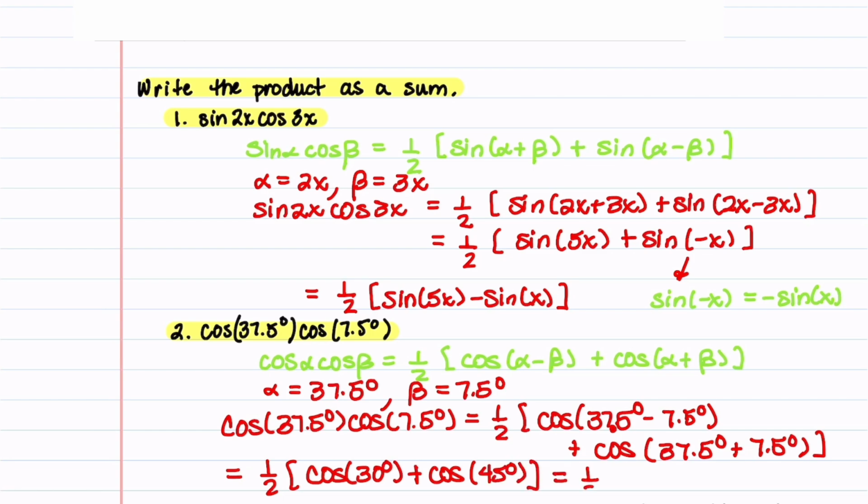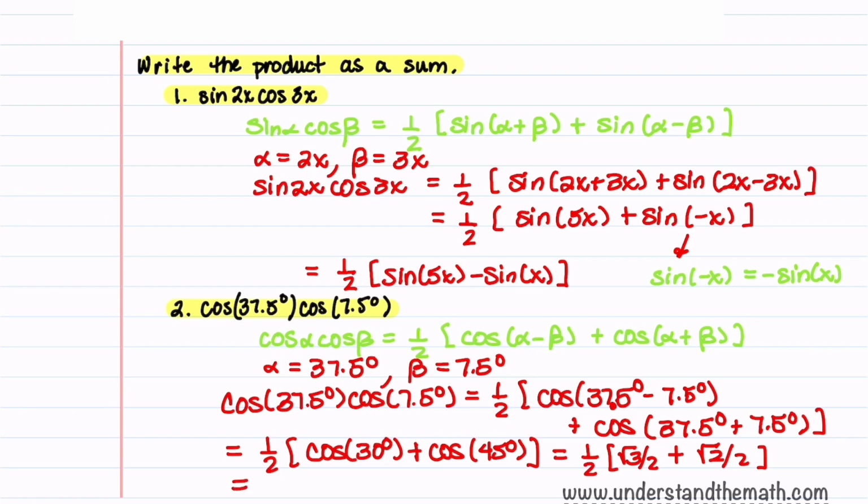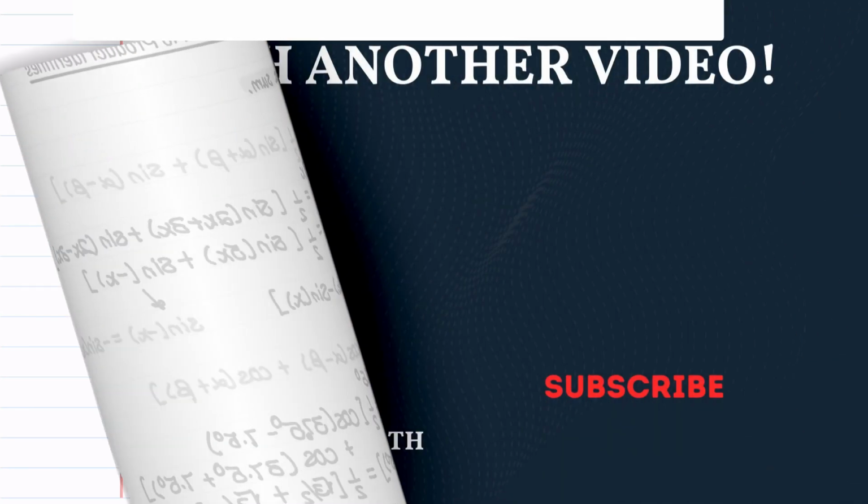This then becomes 1/2. Cosine 30 degrees is root 3 divided by 2, plus cosine 45 degrees, which is root 2 divided by 2. This gives us a final answer of root 3 plus root 2, all divided by 4. If you do enough of these, you'll really start to get the hang of it.